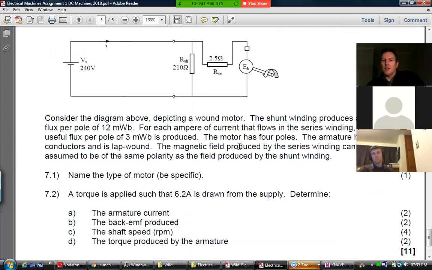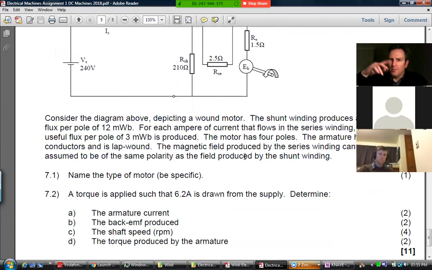That has an effect on the formula relating flux, speed, the number of parallel paths, the number of pole pairs and all that stuff. You can jump into that formula, throw the numbers in there and see what happens.